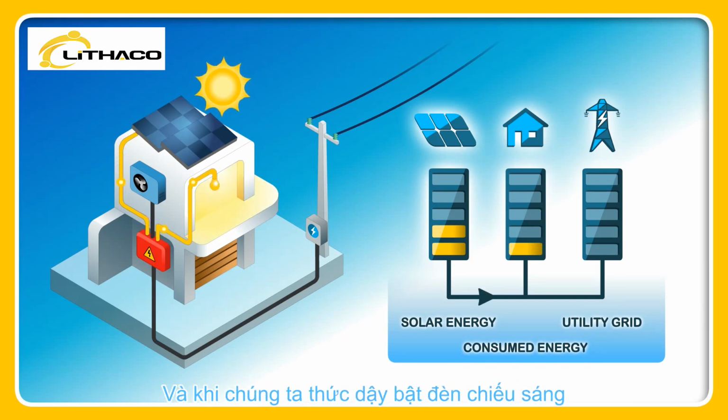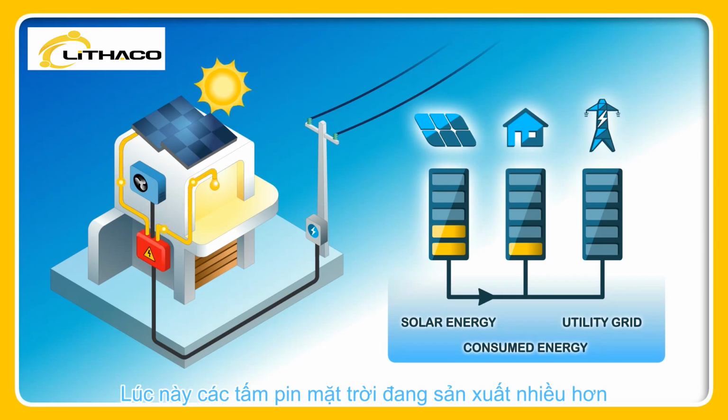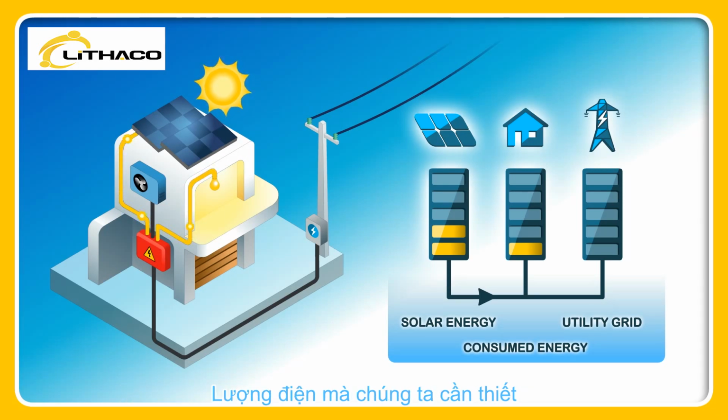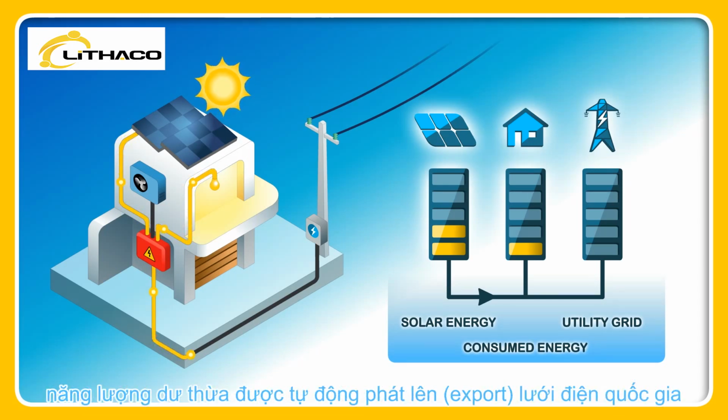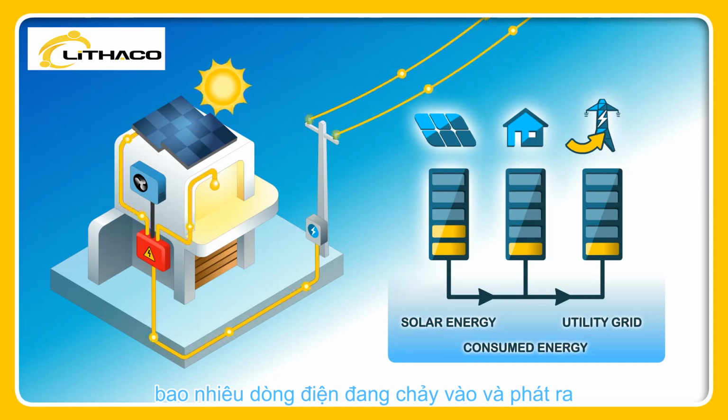Somebody wakes up and turns on the lights. The second energy bar shows the amount of electricity used in the house. The solar panels are producing more electricity than the house needs. The excess energy is automatically exported to the grid. The third bar shows how much electricity is flowing in and out the grid.